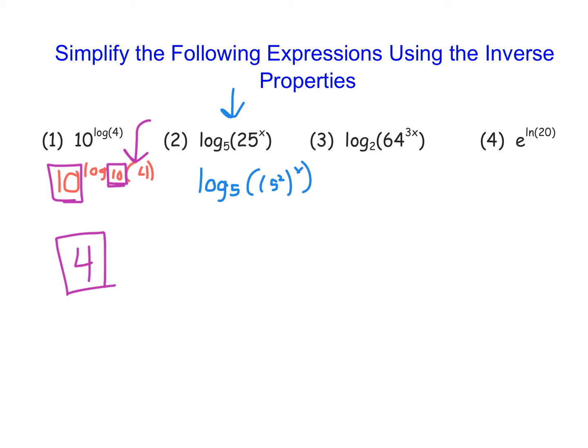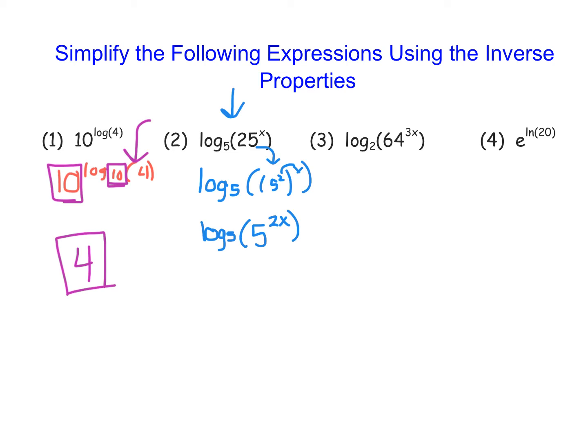Notice that I just rewrote 25. I kept the x on the outside of that 5 squared so that I didn't get confused. And I rewrote 25 as 5 squared. Now, we've used exponent properties a couple of different times before. We know if we have powers raised to powers, this is really log base 5 of 5 to the power of 2x.